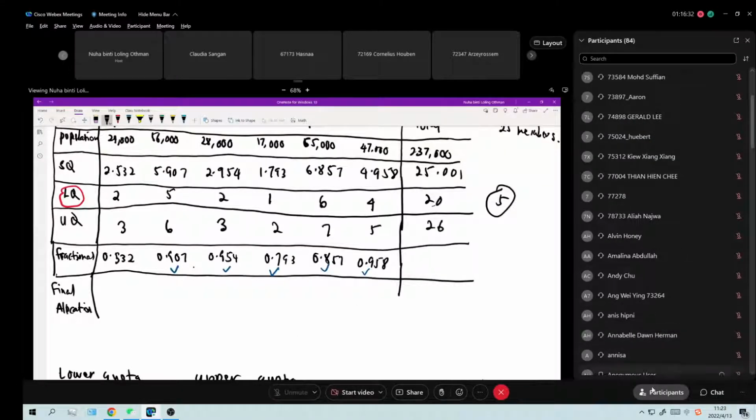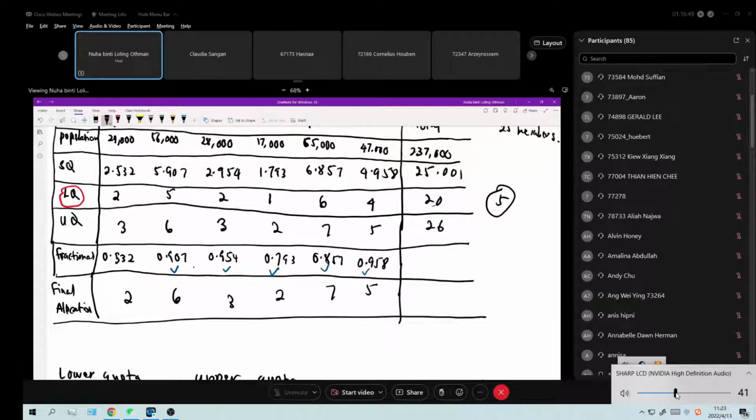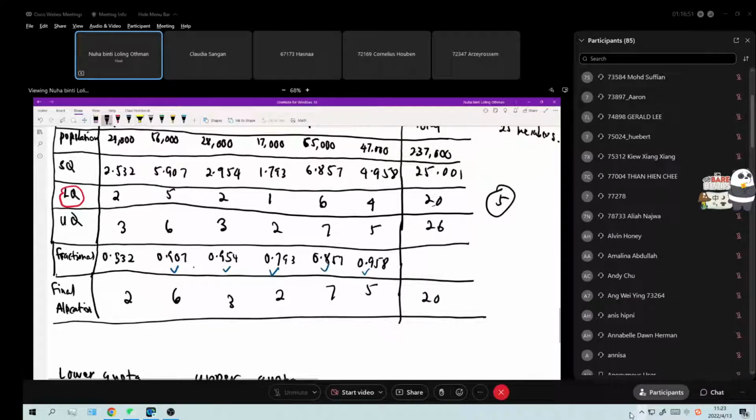you can see that this one is 2, this one 6, and this one 3, 2, 6 becomes 7, this is 5. So when you total up, this one becomes 225. Okay, so this is the final allocation.